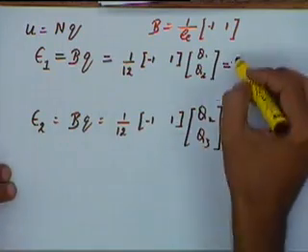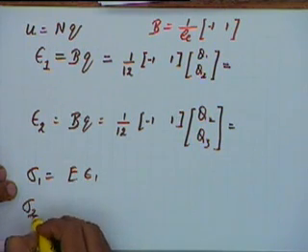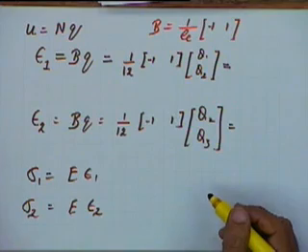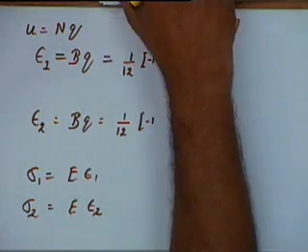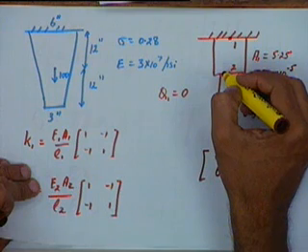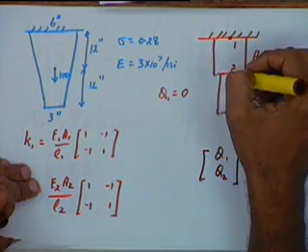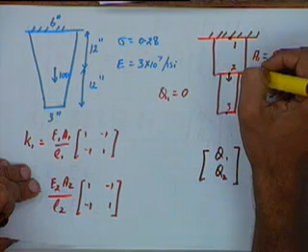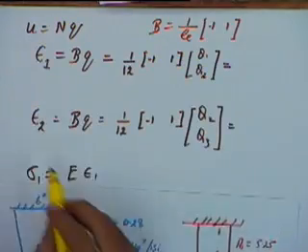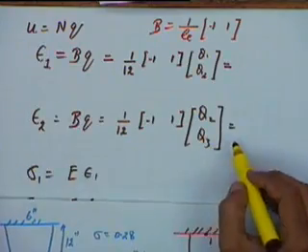Once I know the two epsilons, I can get sigma 1 equal to E times epsilon 1 and sigma 2 equal to E times epsilon 2. I can get the stresses and the strains in both the elements. We have already mentioned in the beginning that the stresses and strains within the element will be constant, because we have assumed that there is no variation of strains within the element. These elements are constant strain elements. So the strain within this element will be constant at the level of epsilon 1, and the strain within this element will be constant at a level of epsilon 2.